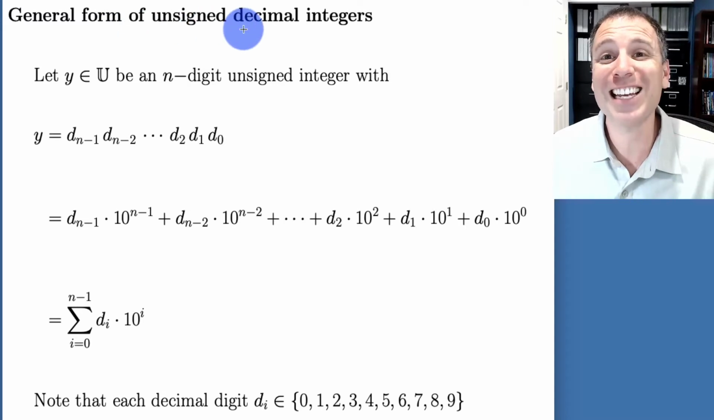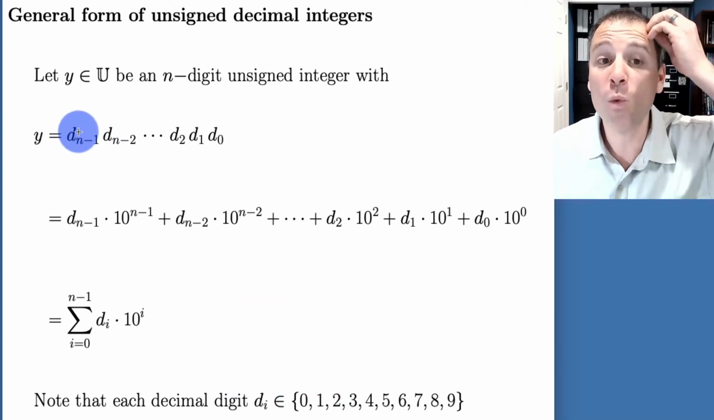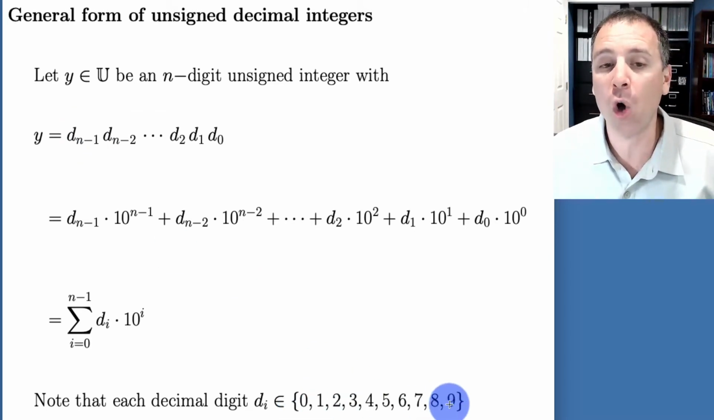The moment we come to that realization, we can define what we call the general form for an unsigned decimal representation. If we say that y is an element of the unsigned integers, remember those are the non-negative counting numbers, we say that an n-digit decimal representation of y is given as y equal to d sub n minus 1 followed by d sub n minus 2 all the way down to d2, d1, d0, where each of these is a decimal digit in our set of decimal integers. In other words, each of these can be one of 10 numbers, either 0, 1, all the way to 9.